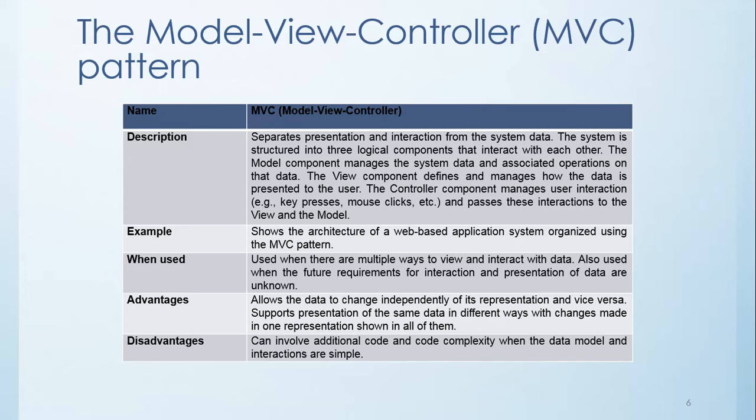The advantages are it allows the data to change independently of its representation and vice versa. It supports the presentation of the same data in different ways with changes made to one representation shown in all of them. However, the disadvantages of this is that it can involve additional code and code complexity when the data models and interactions are simple.